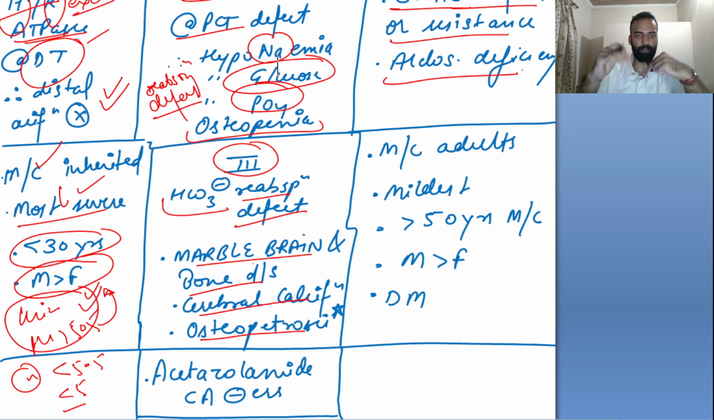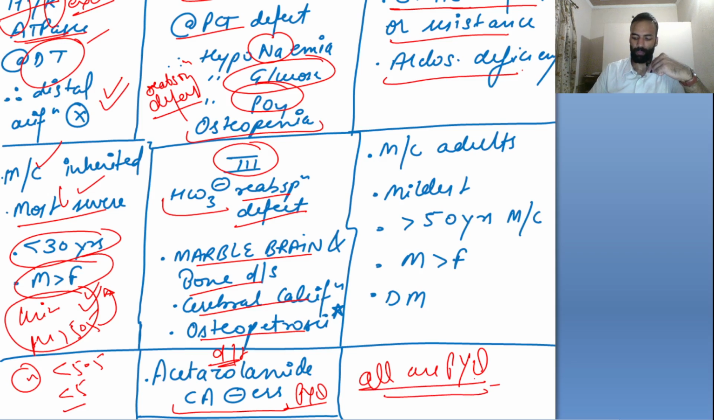Once I complete this topic, I will take up metabolic bone diseases, osteopetrosis, and Paget's disease. So there I will also discuss these points. For now you have to remember that type 3 is bicarbonate reabsorption defect. It is also called marble brain and bone disease, and it occurs due to acetazolamide, which is a carbonic anhydrase inhibitor. These all are PYQs. I've written all PYQs here.